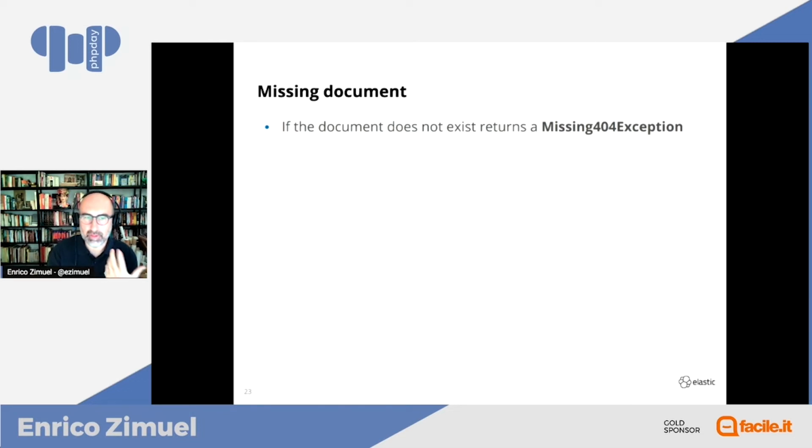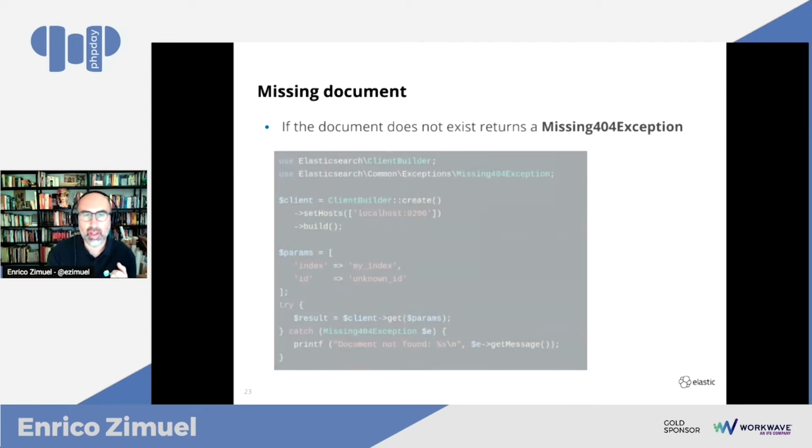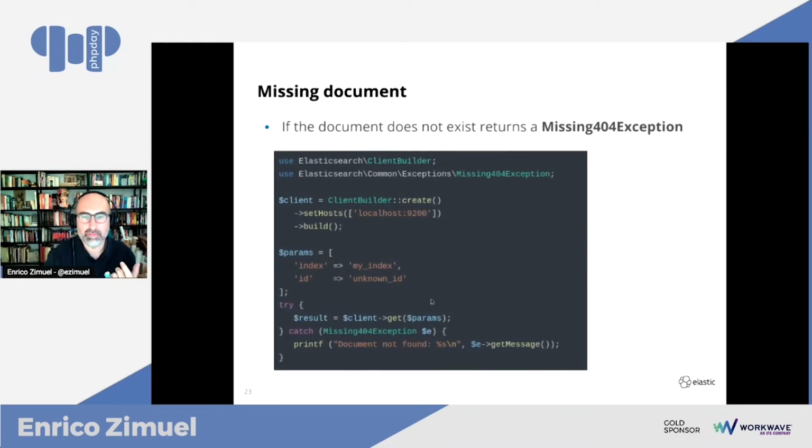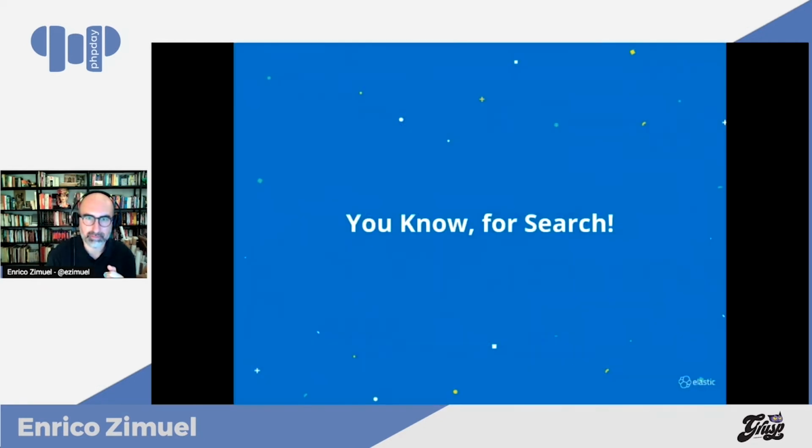As I said, we generate some exception if something is wrong. For instance, imagine that you are trying to retrieve a document, specifying an ID that does not exist in Elasticsearch, you will get back a 404 exception, specifically a missing 404 exception. And this is just an example. So imagine that you want to get this document, this index, and this ID, but the ID is not present in Elasticsearch. If you try-catch the get, that is the API for getting back the document, you can catch the missing 404 exception. In this case, it clearly means that the document is not present in Elasticsearch. So very, very simple to manage this kind of error.